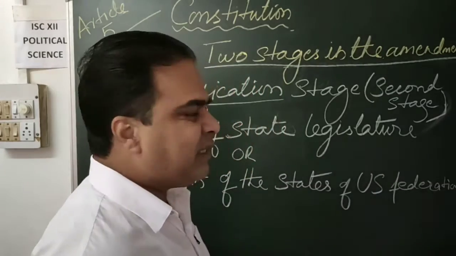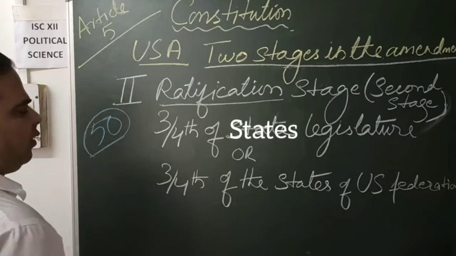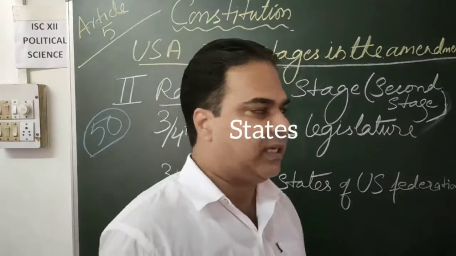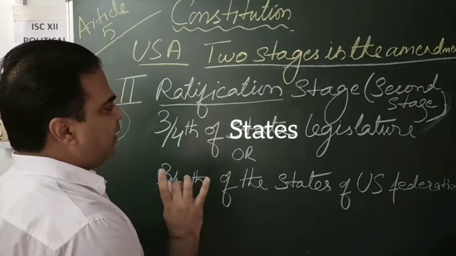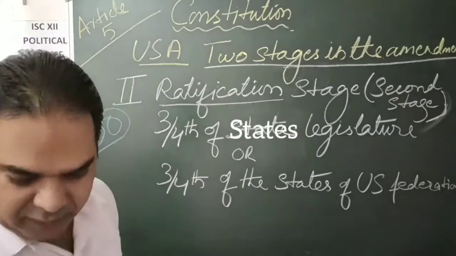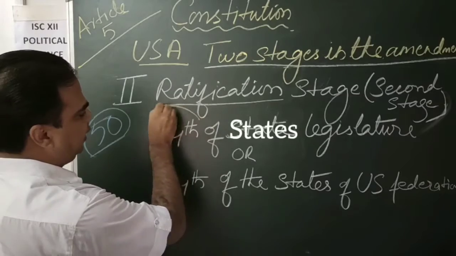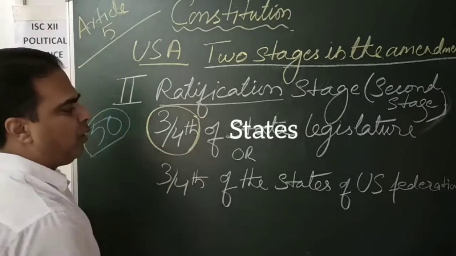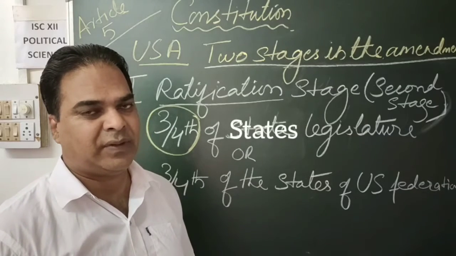So 50 states are there. Once again, how many states are there? 50 states are there in the USA. Now listen to me properly. Ratification needs to be done by 3/4. It needs to be done by 3/4 of the states. So once again, what will be the number? 3/4 of the 50 states.